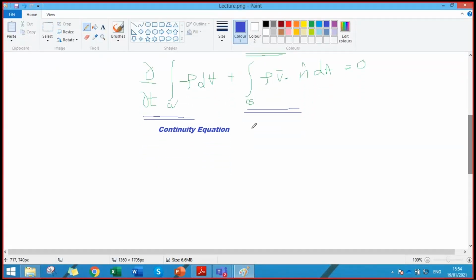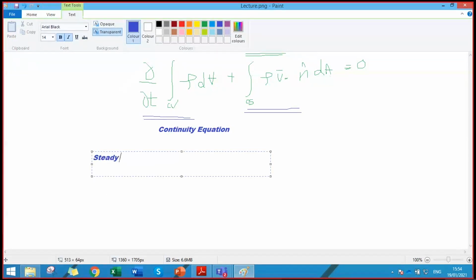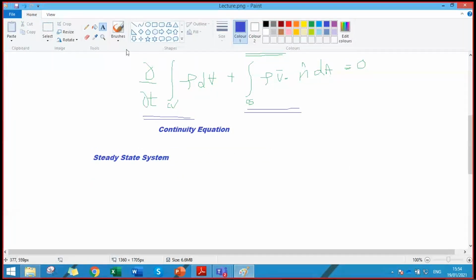Now, if I say that my system is a steady state system, what will happen to the equation? The first term will become 0, so we will be left with only this term, integral control surface rho v dot n dA equal to 0, right?